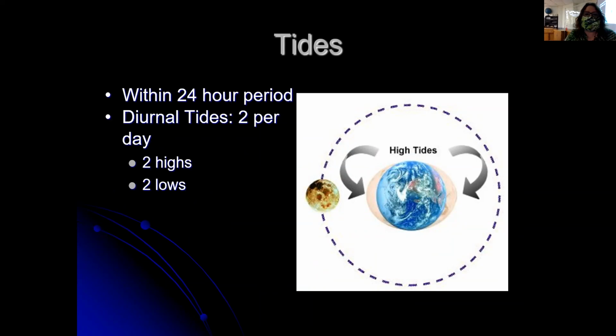So tides are called diurnal. Diurnal just means twice a day. So 2 high tides each day, 2 low tides each day.